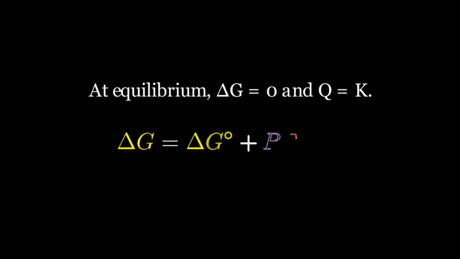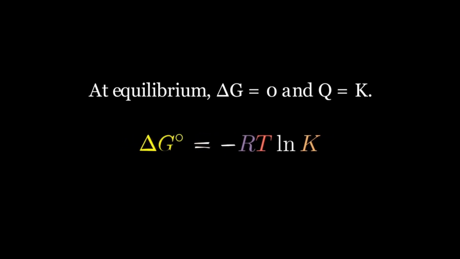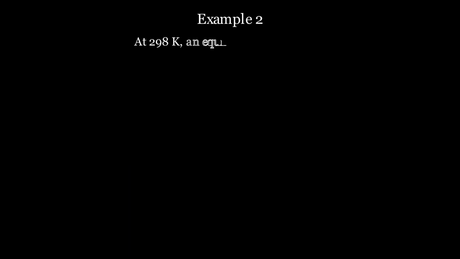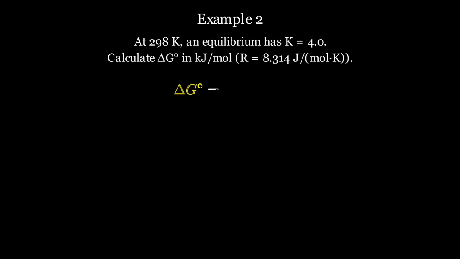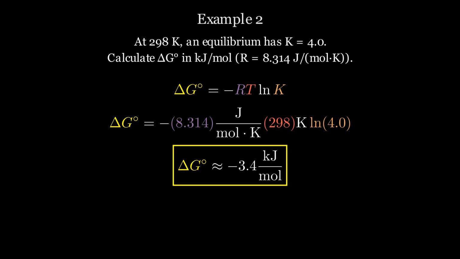There is another important relationship. Standard Gibbs free energy equals negative RT times the natural log of K. Example 2. Plug in R, the temperature, and the equilibrium constant K. Here R must be 8.314 joules per mole Kelvin, not the gas constant used in gas law equations.